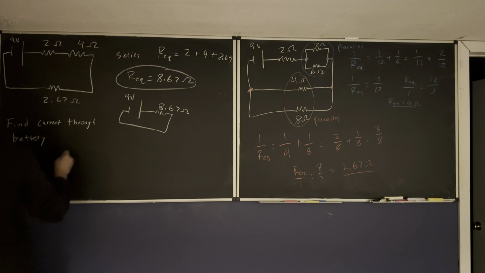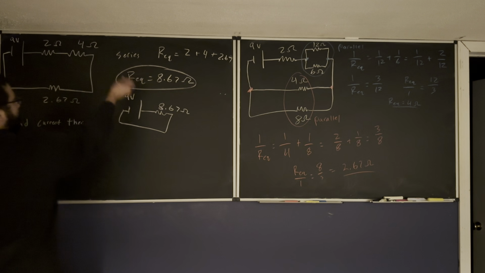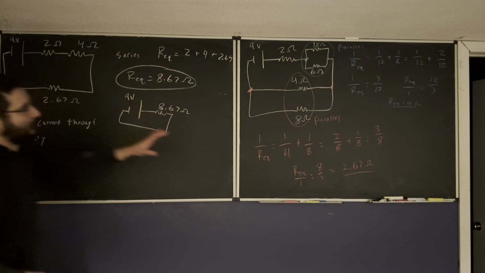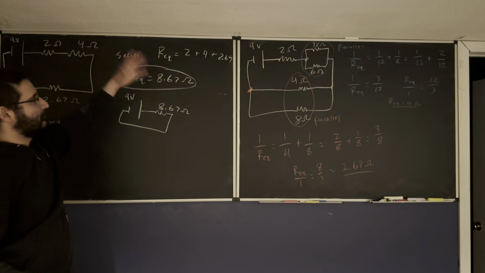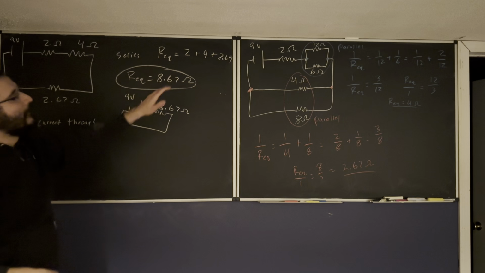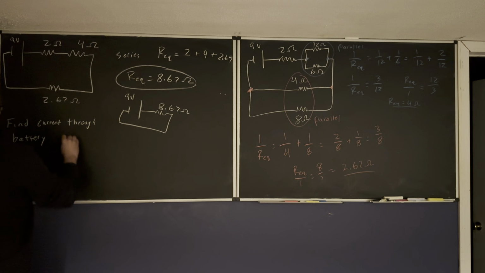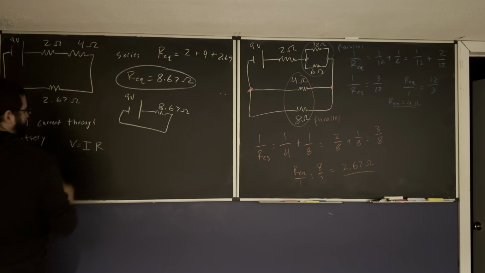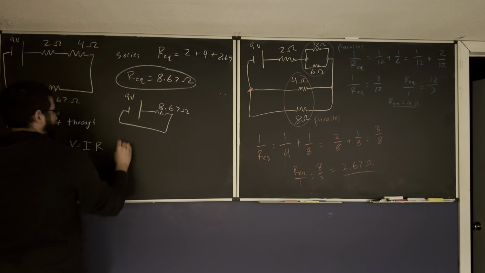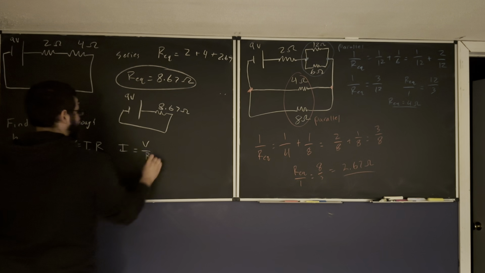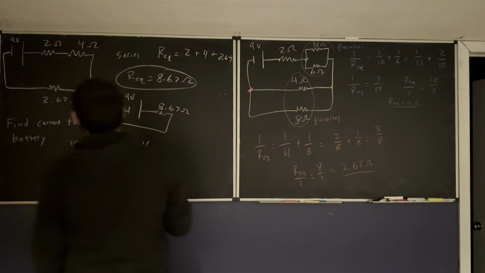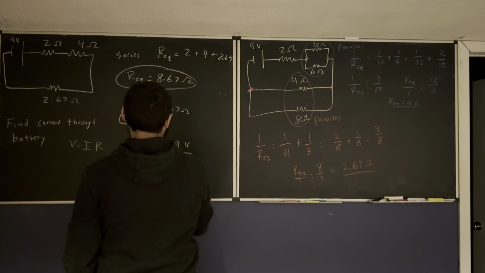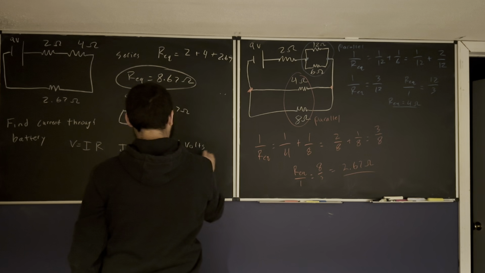Well, I know that I have R, the equivalent resistance. I took this circuit and simplified it down, and the battery is going to see that the equivalent resistance, the total load on the battery, is 8.67 ohms. So we have a 9-volt battery. Using V equals IR, we need to solve for I. So I is equal to V over R, dividing both sides by R. And we end up with 9 volts divided by 8.67 ohms.